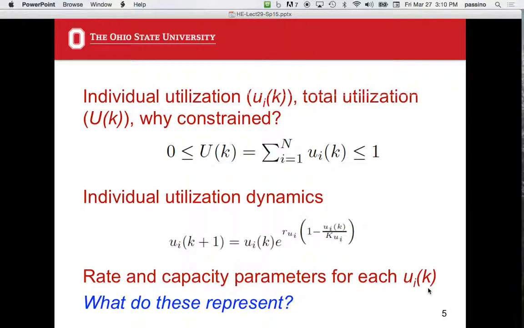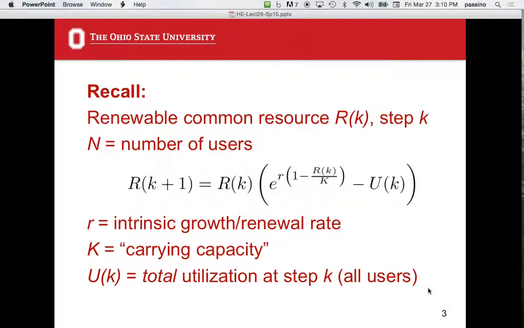So, for individual utilization, U_i(K), the total utilization looks like this. We have U(K) being the sum of U_i(K) and it lying between 0 and 1. And if you remember why that was, it comes back to this equation here. If you multiply through by R into here, if this is 1, then you minus off R, and you have this guy, and you quickly deplete.